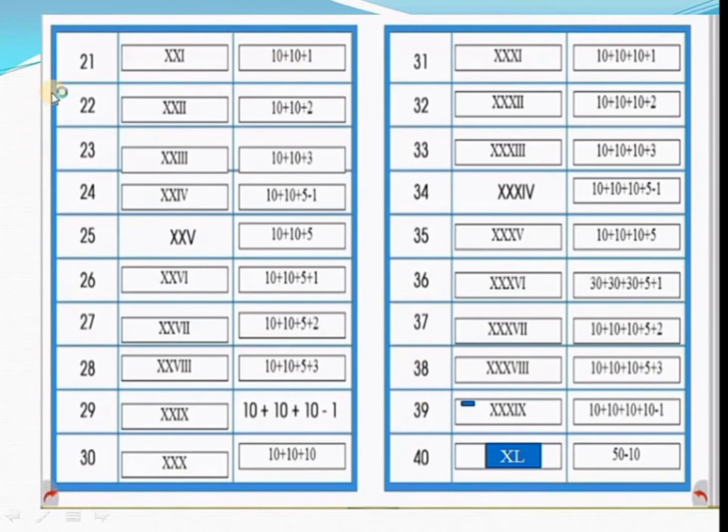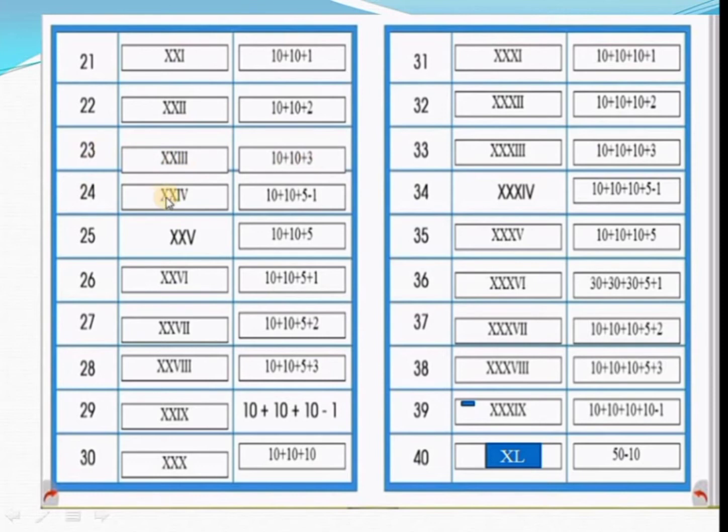Next, 21: XXI. 10 plus 10 plus 1 is 21. 22: XXII. 10 plus 10 plus 2 is 22. 23: XXIII. 10 plus 10 plus 3 is 23.